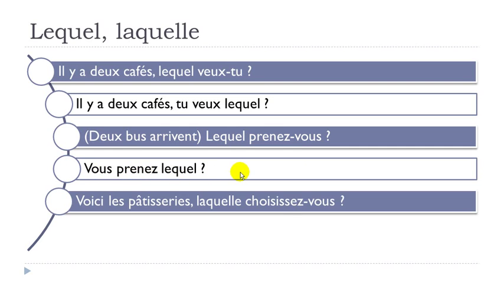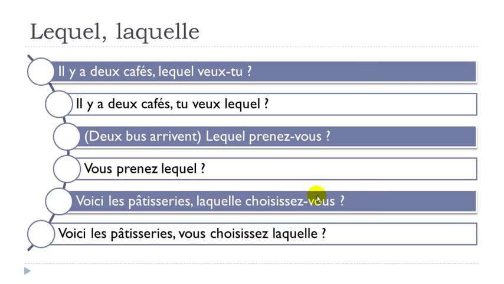All right? And then another example. Voici les pâtisseries. Laquelle choisissez-vous? Okay, choisir, to choose. Voici les pâtisseries. Laquelle choisissez-vous? All right? Same thing here. Voici les pâtisseries. Vous choisissez laquelle? All right. So you can see that in that case, it's the same. We just keep the normal order. So subject, verb, and then laquelle.